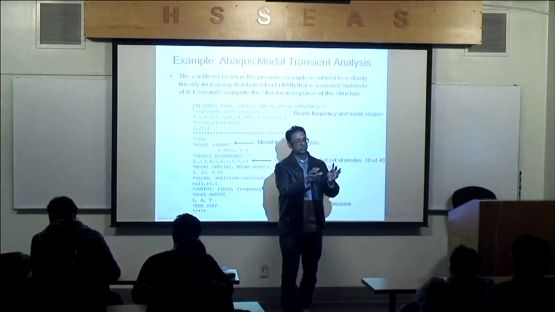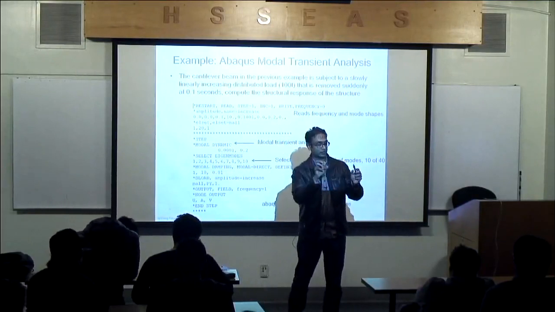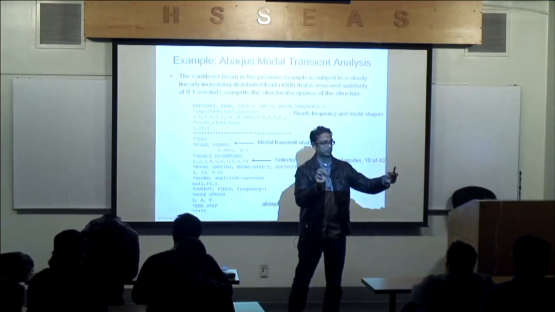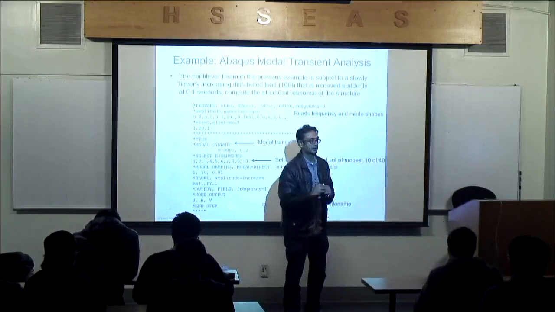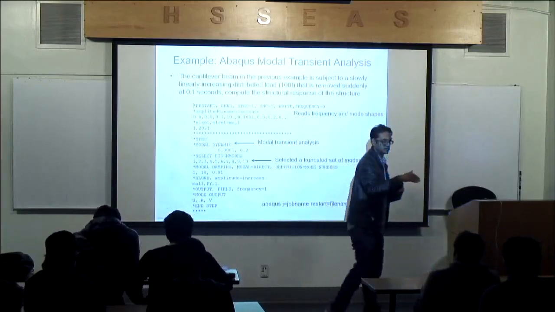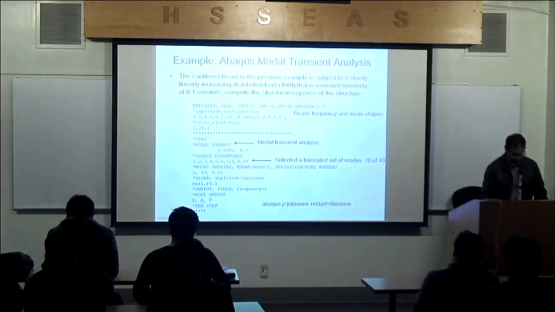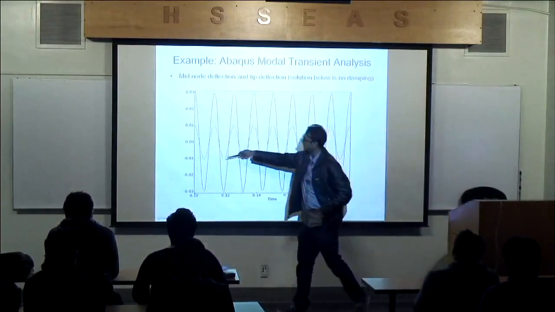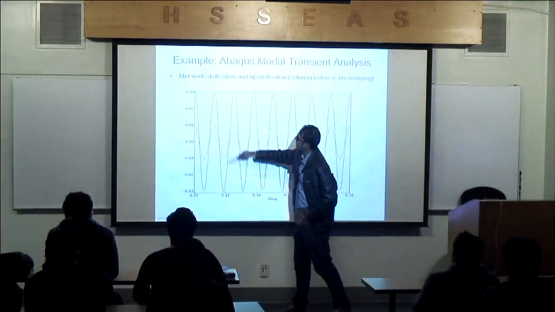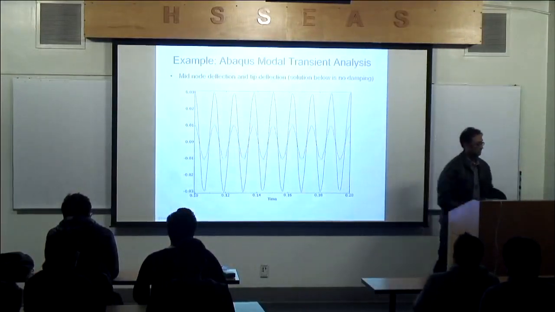Remember, for each mode, I could have a different damping, right? I said that for each frequency, I can measure the damping. I'm going to assume there's 1% for all the modes in this example. It's a good assumption, 1%. That's a starting point. And so now, this is the mid-node deflection here. This is the deflection of the tip. In this example, I'm not letting it damp out.